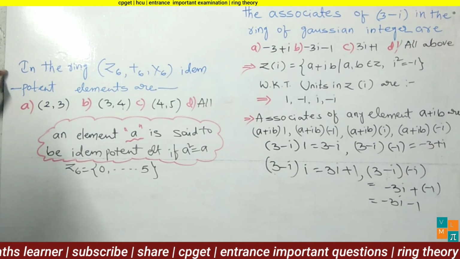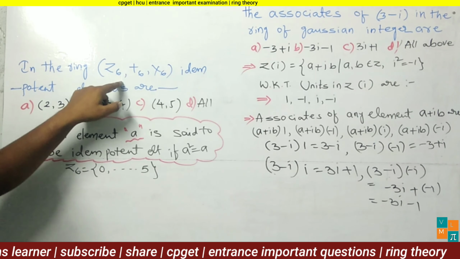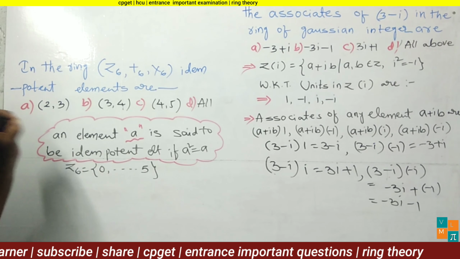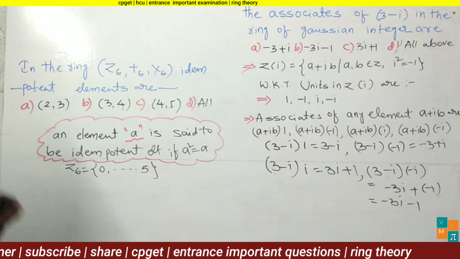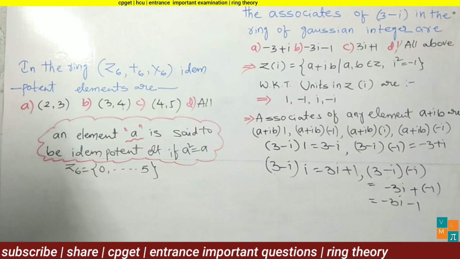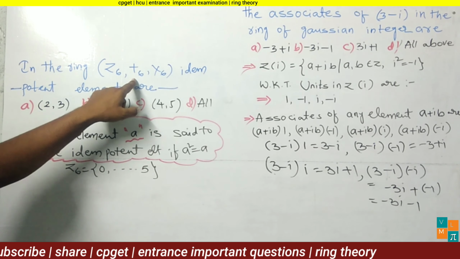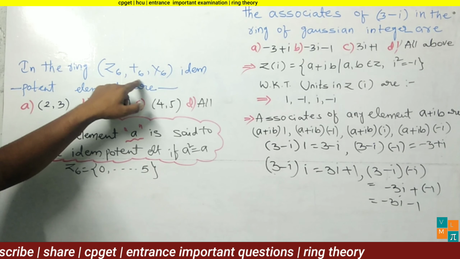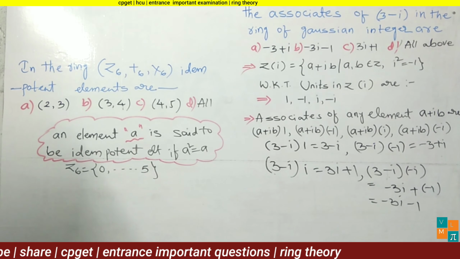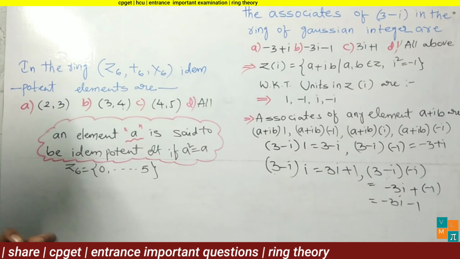Okay, next see the second problem. In the ring Z6, addition modulo 6, multiplication modulo 6, idempotent elements are. Here what is given? The ring Z6. The elements of Z6 are 0 to 5, and it is a ring with respect to addition modulo 6 and multiplication modulo 6. Here we have to find the idempotent elements of the ring Z6.